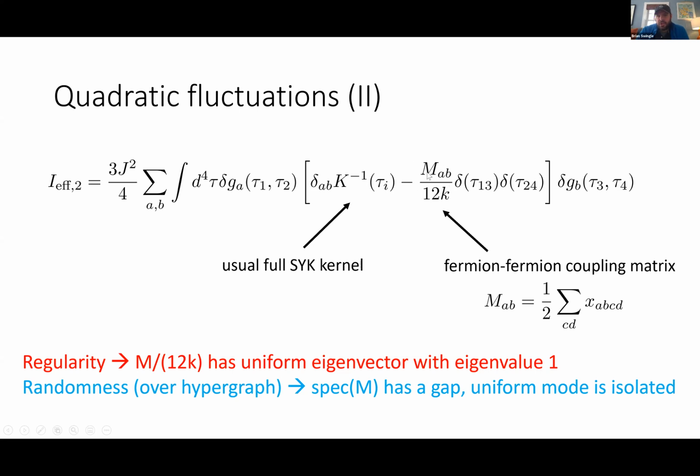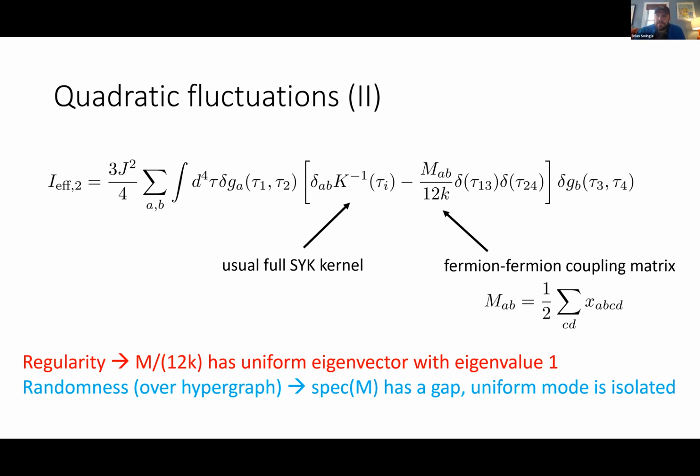What I'm saying is there's one special mode where the eigenvalue of M over 12K is 1, and that's literally the same action as the quadratic mode in SYK. Then there are other eigenmodes of M, which have some other eigenvalue here, but now they're not soft anymore, so they don't affect the low energy physics. So the mode whose eigenvalue of M is 1 doesn't gap the soft mode? No, it does not. For full SYK, this would normally be K inverse minus 1 inside the brackets, and when M is equal to 12K, that just recovers the usual.